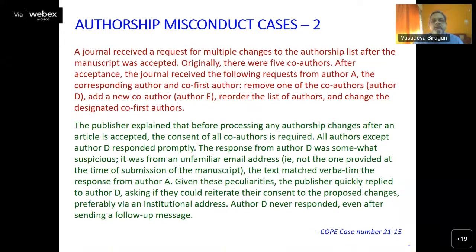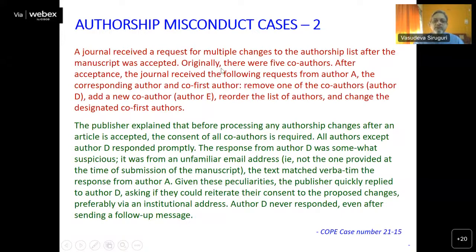The next case is that there was a journal which received a request for multiple changes to the authorship list after the manuscript was accepted. Now you see the funny part. Till the manuscript was accepted, nobody raised any questions. But after it was accepted, someone, the corresponding author or whoever, requested multiple changes to the authorship list.